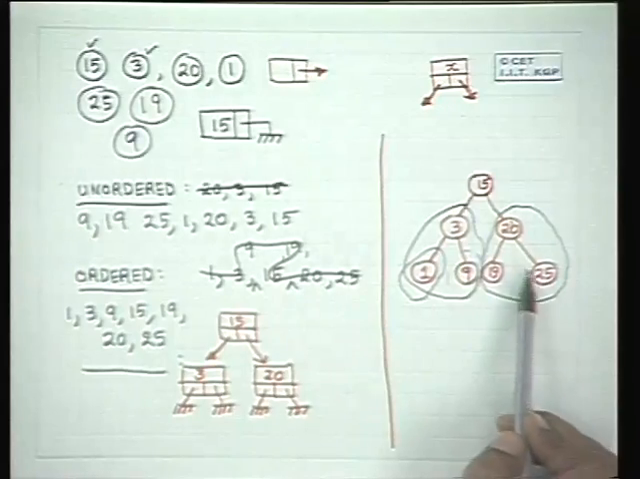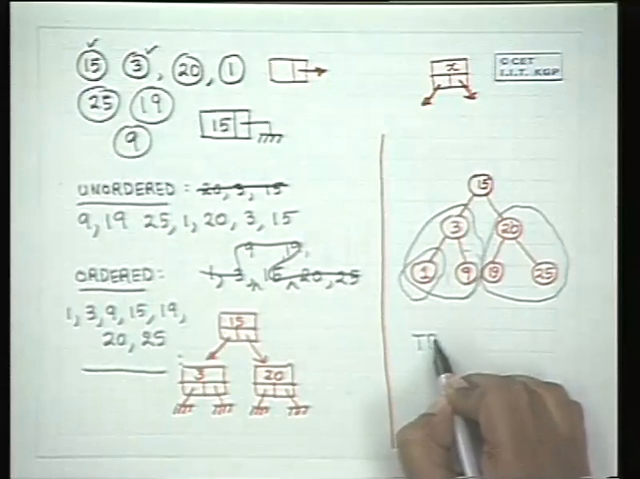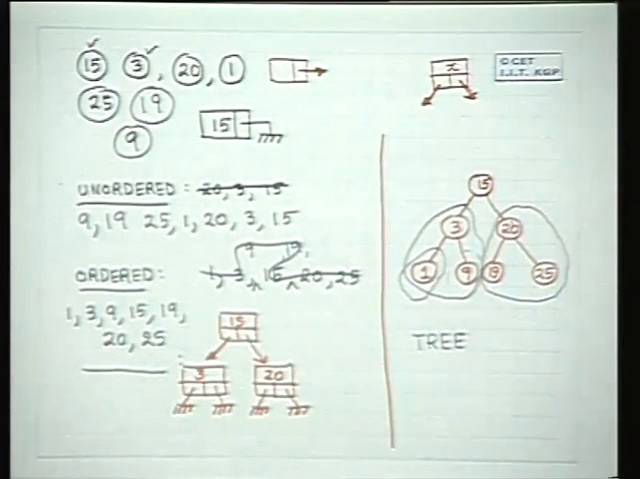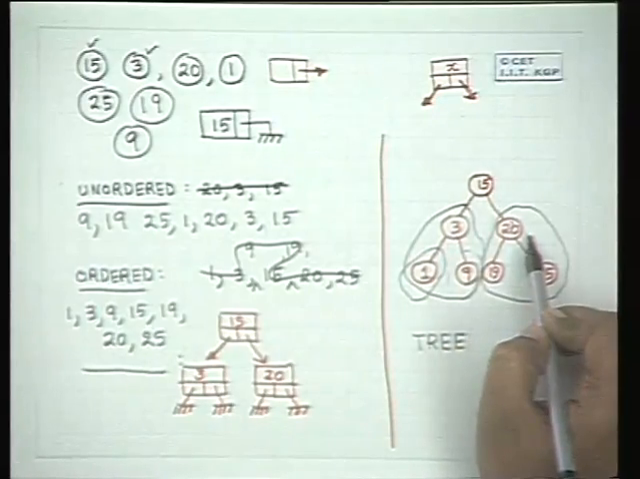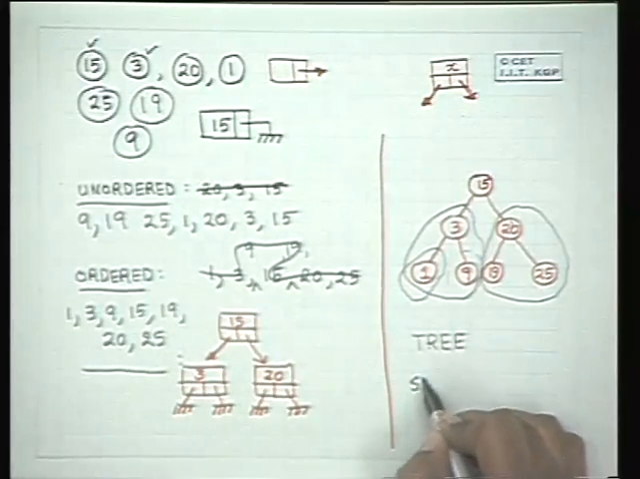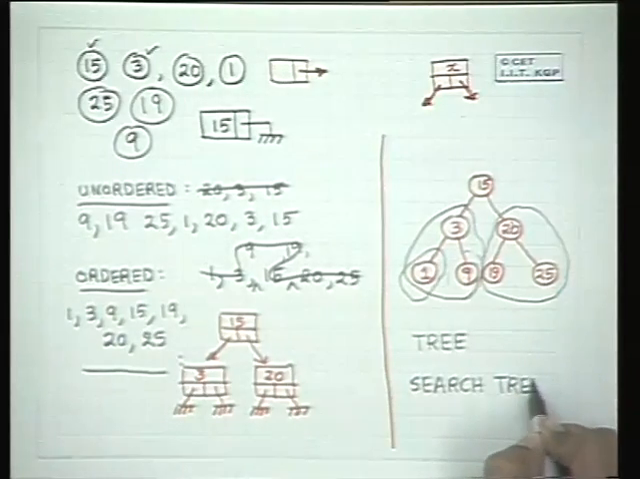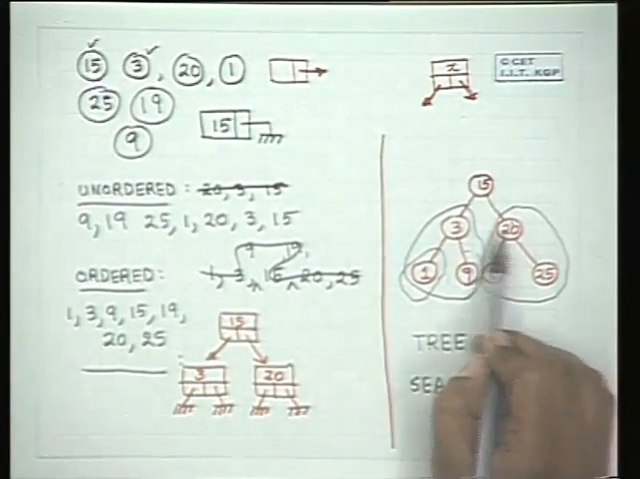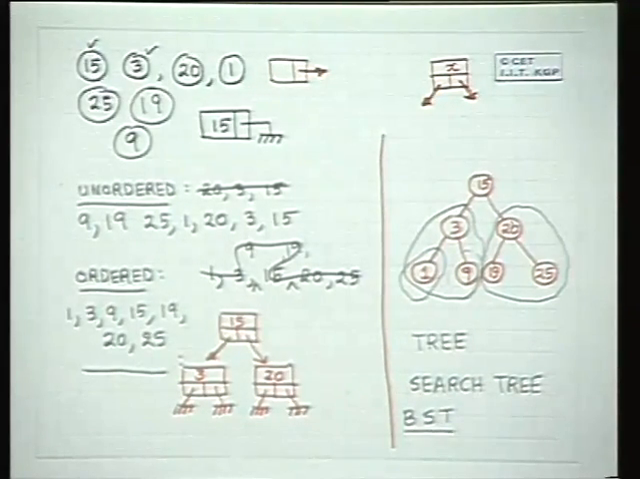Okay. So since this looks something like this, it is called a tree. And since it has got a key value with elements to the left and the right less than and equal to, and it helps to quickly search elements, it is called a search tree. And since it has got two pointers, it is called a binary search tree. Alright.